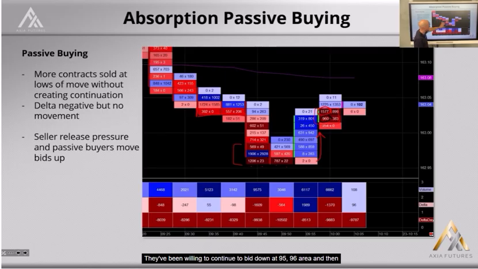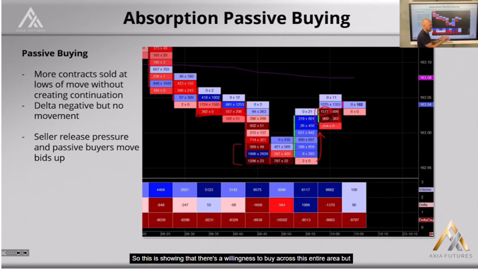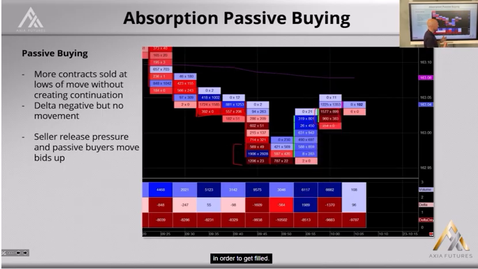They've been willing to continue to bid down at the 95, 96 area. And then once the market moves away, they move their bids back up. So this is showing that there's a willingness to buy across this entire area, but also an acceptance that they may not be getting filled down here anymore, and as such are willing then to actually move their bids higher in order to get filled.